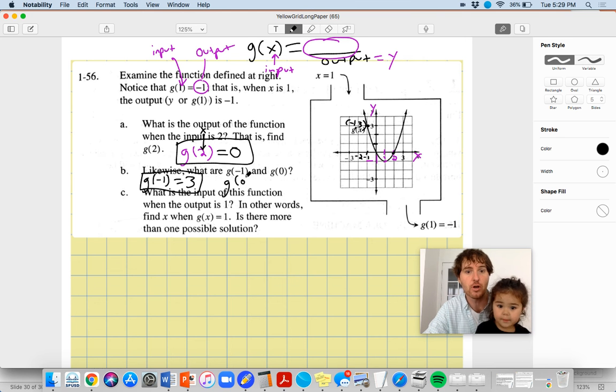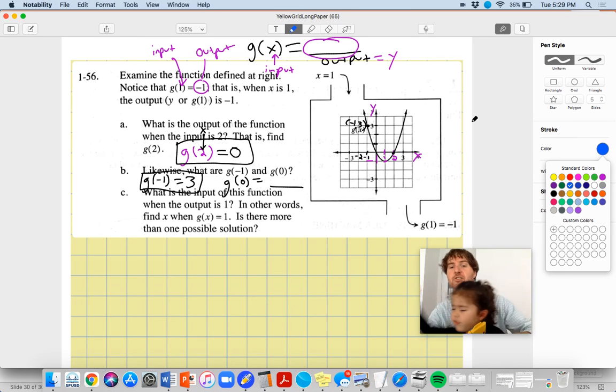Okay, remember g of 0 means find the output when the input is 0. What's the input variable? The input variable is x. So I find x. I look at my x-axis, and it looks like this parabola. Remember that this function here is just this parabola.